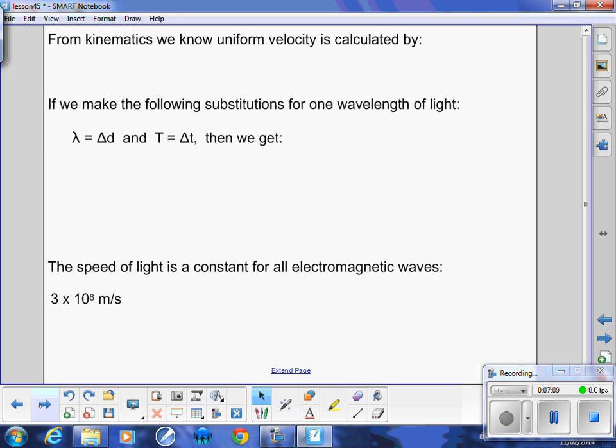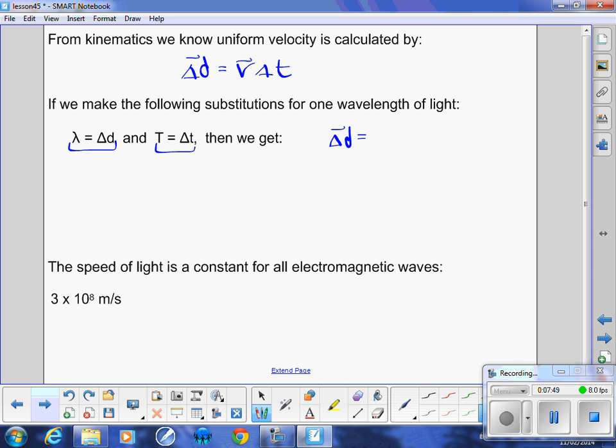All right. So as we move through, we now have kinematics formulas for uniform velocity, because waves don't accelerate, they don't speed up, they don't slow down. So uniform motion from our kinematics: delta D equals V delta T. If we make the following substitutions, we're going to assume that lambda is our delta D, the length of one wavelength. Our period and delta T go together. That is where our universal wave equation comes from.